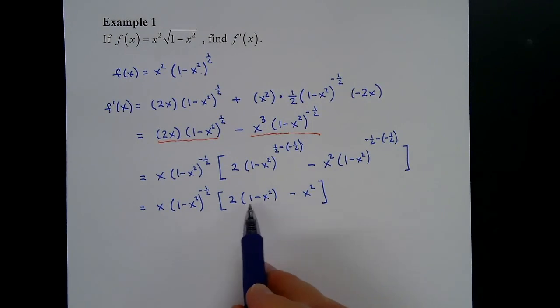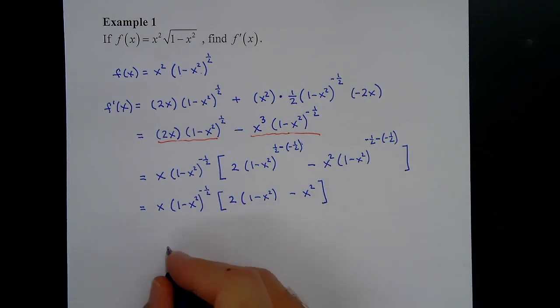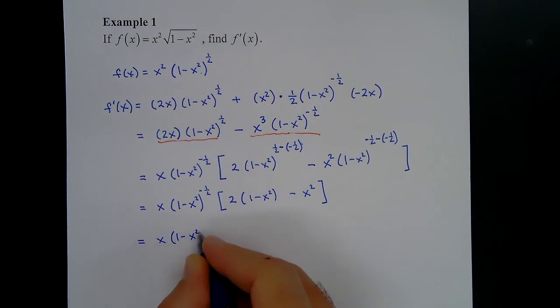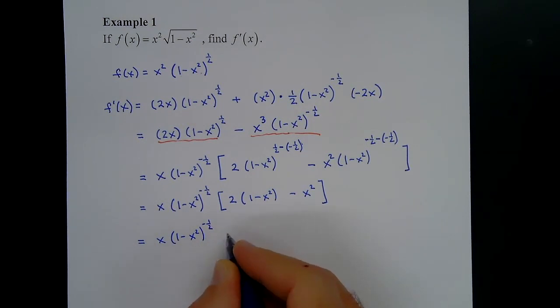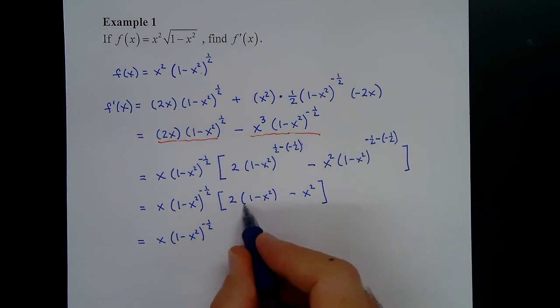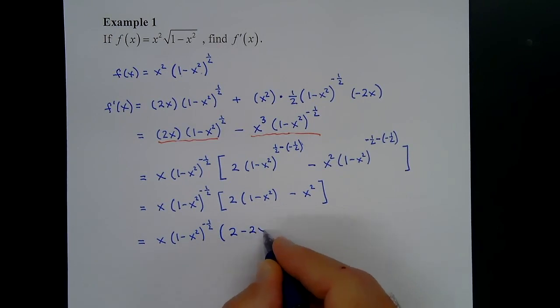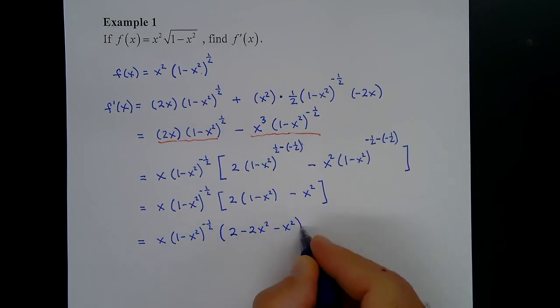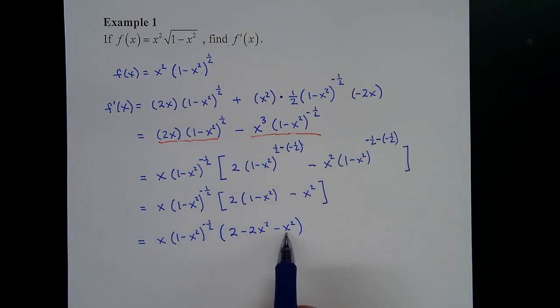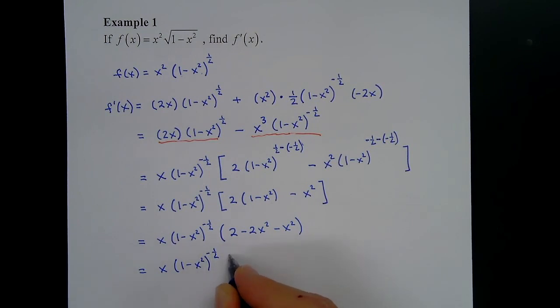Now we can clean this up, because if I distribute the 2, I'm going to be able to combine like terms. So now this is x times 1 minus x squared to the negative 1/2. And because I'm going to distribute the 2 in here, I'm going to change the bracket to parentheses. And this becomes 2 minus 2x squared minus x squared. And then we can combine this minus 2x squared with a minus x squared, which makes minus 3x squared. So this is equal to x times 1 minus x squared to the negative 1/2 power times 2 minus 3x squared.